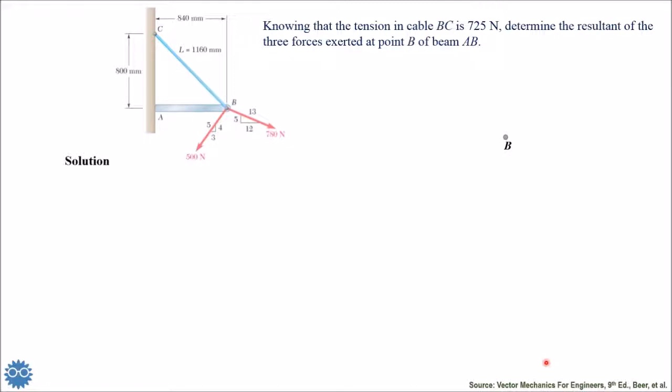In this problem, we have three forces given. Knowing that the tension of the cable BC is 725, determine the resultant of the three forces exerted on point B. Again, we should not look at other components, but only concentrate on the point B, because in this problem we have a system of forces acting on the point B, and we need to find the resultant of the given system of forces.